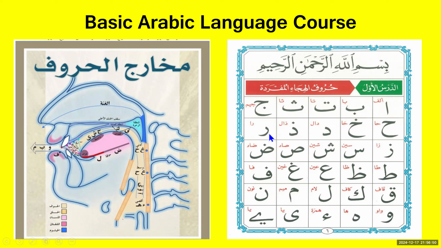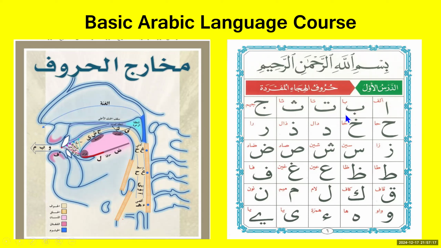zal, ra, za. Not Ja. Z-A. Za. Z-double-A. Za. Like the last part of pizza. Za, not Ja. Okay.